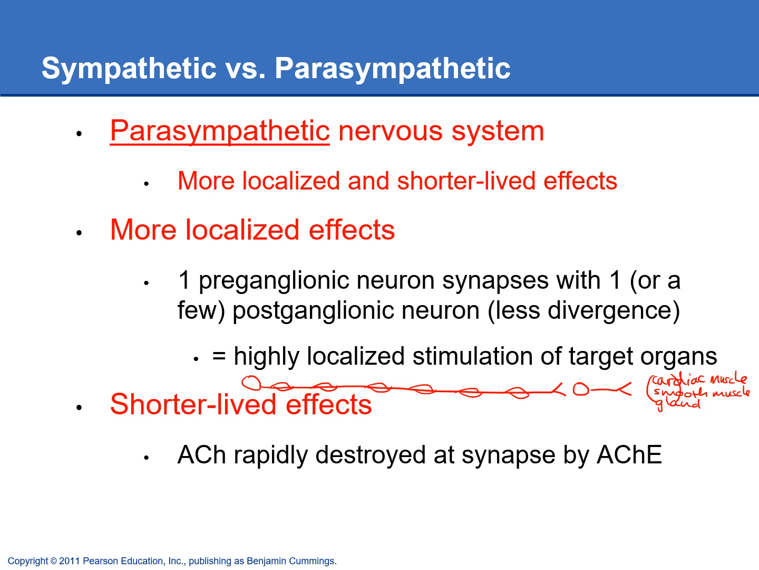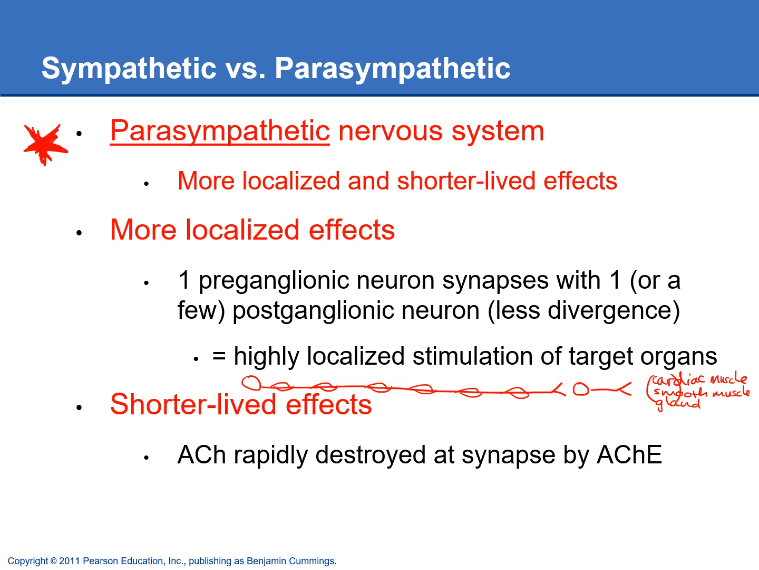Okay, the parasympathetic nervous system, how it got its name is not very original. Para means next to. So they just named it as the nervous system next to the sympathetic nervous system. And it's going to have kind of the opposite effects of the sympathetic nervous system: rest and digest. And also, it's going to have more localized effects and shorter-lived effects as well. So just the opposite of sympathetic stimulation.